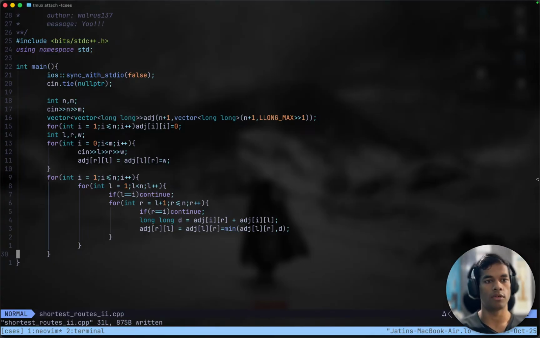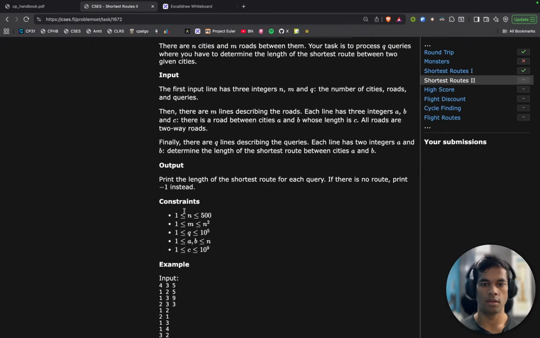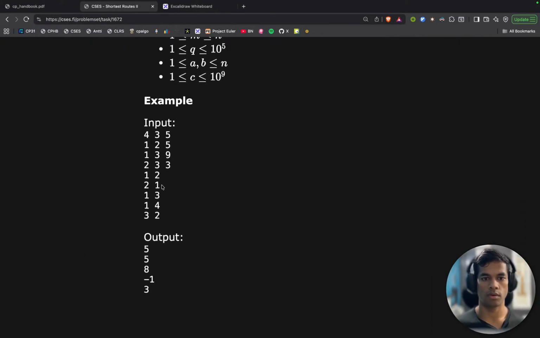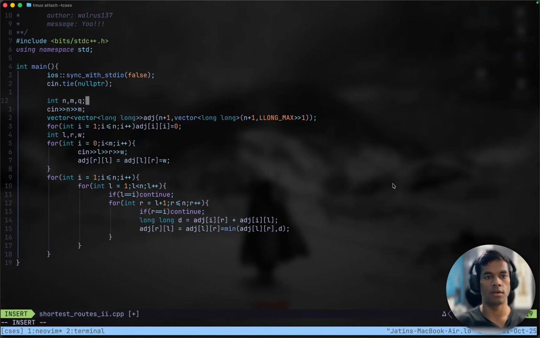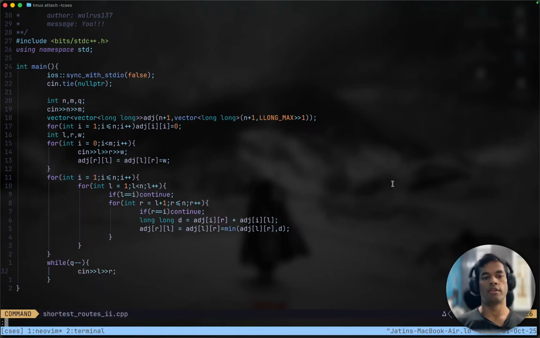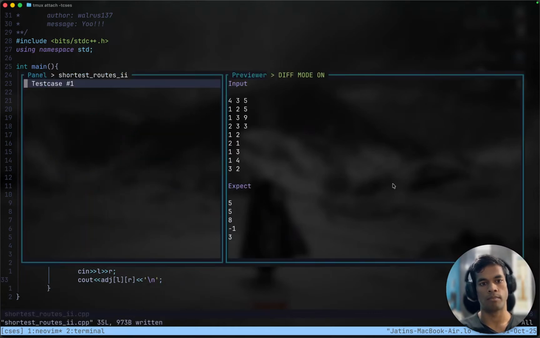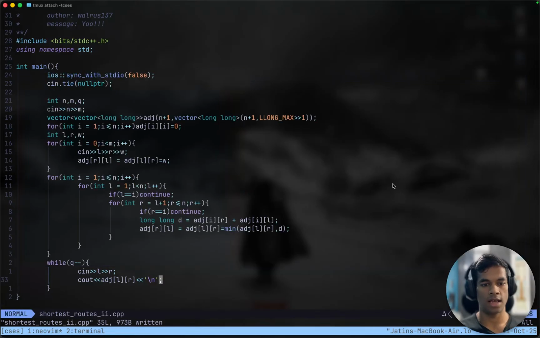And now we should be able to answer, but we are getting something else here. We also are getting Q. So we have to change the way that we are taking input. While Q minus minus, and L comma R, wait, yeah, they are already declared, cin L and R. What is the best way to get from L to R? It is ADJ L to R and a new line. Out of bounds.